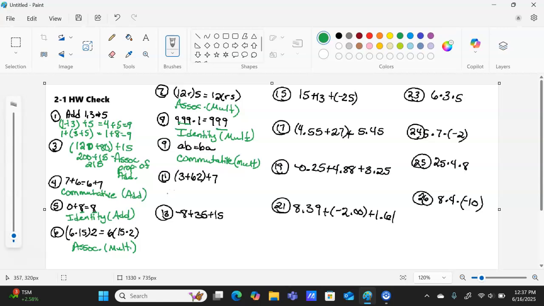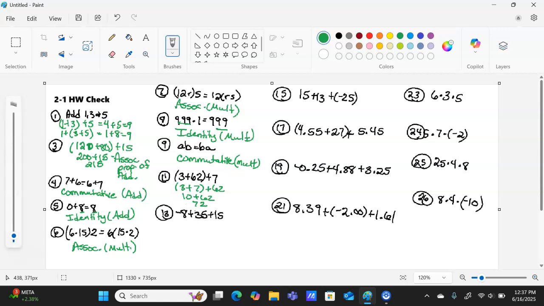And then when we hit number 11 through 21, we're supposed to do these using mental math. So basically rearrange it. I'm going to rearrange this to 3 plus 7 plus 62 using that commutative where I rearrange things and the associative. So I've got 10 plus 62 or 72. And when you do these, make sure you show your steps. Don't just do the 72. Show that you rearrange things.